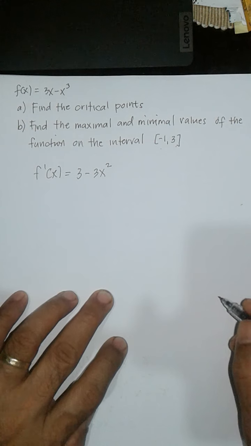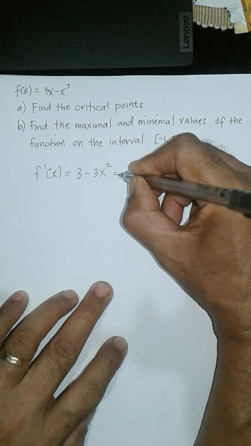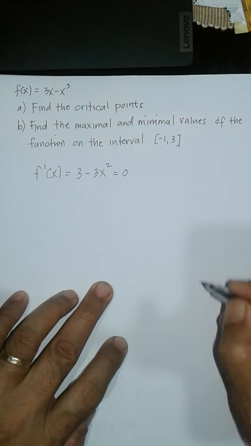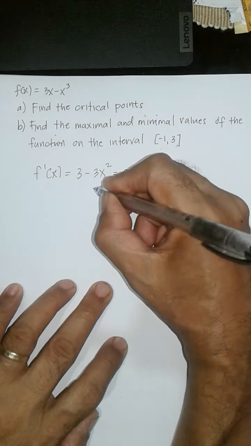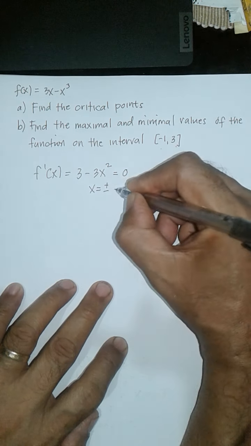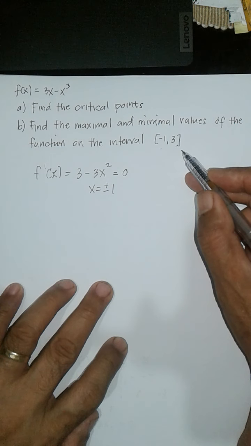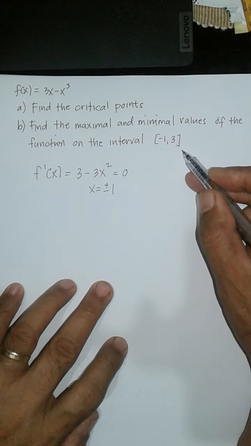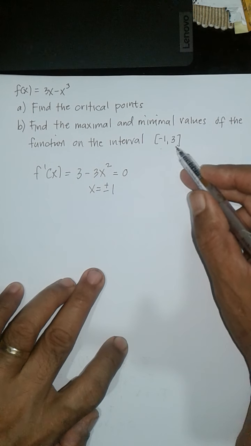Finding the critical number according to Fermat is equating our first derivative to 0. If I solve for x, there will be two values, plus and minus 1. So there are two values when we equate it to 0. But if you look at our interval, the -1 is there. We also have 1 somewhere in between.